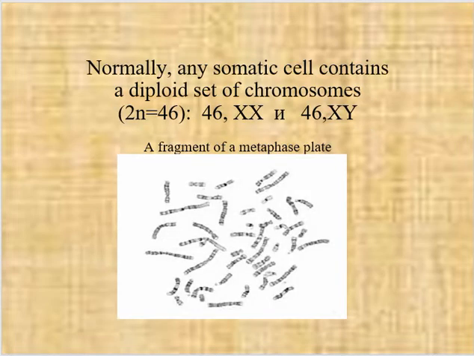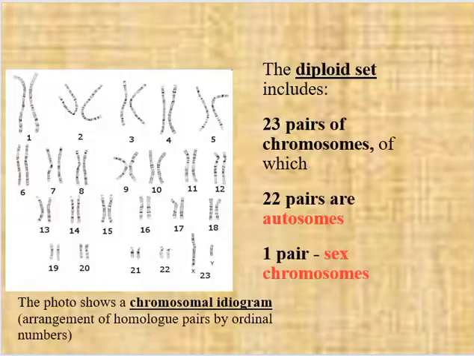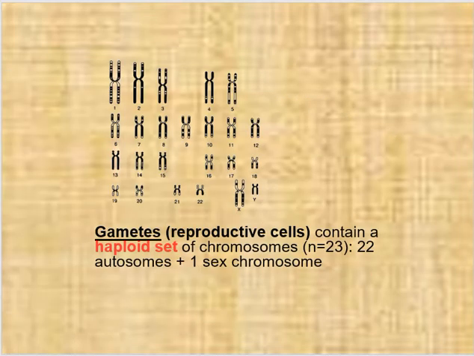Normally, any somatic cell contains a diploid set of chromosomes. The diploid set includes 23 pairs of chromosomes, of which 22 pairs are autosomes, 1 pair sex chromosomes. Gametes, which are known as reproductive cells, contain a haploid set of chromosomes, 22 autosomes plus 1 sex chromosome.